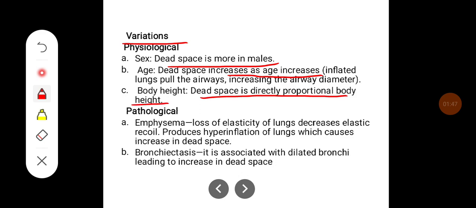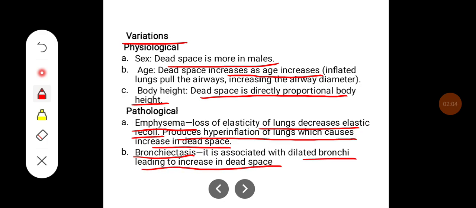Some of the pathological variations are emphysema. The loss of elasticity of lungs decreases the elastic recoil, produces hyperinflation of the lung, which causes increase in dead space. Bronchiectasis, it is associated with dilated bronchi, leading to increase in the dead space.